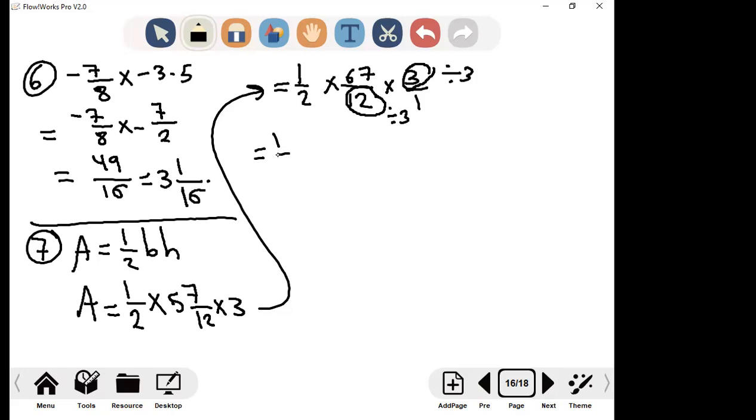So this is divided by 3 and here divided by 3. Half multiply 67 over 12 multiply 3 over 1. Yes, so up will be 67 and down will be 8. Make a long division, it will be 8 and 3 over 8. 3 over 8. What's the unit? Inch. No.